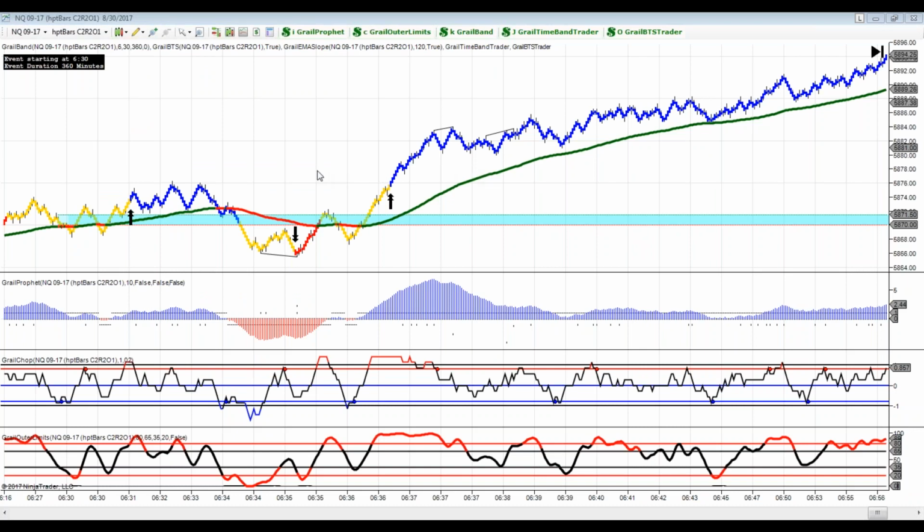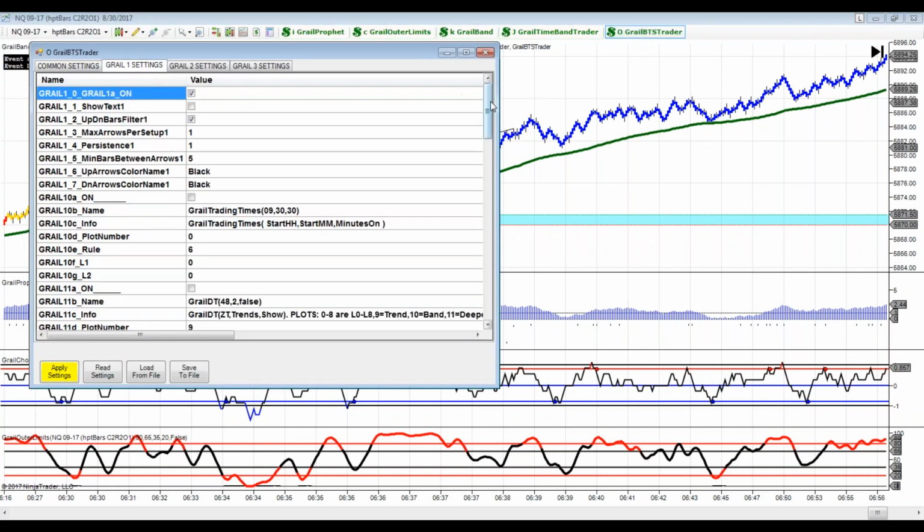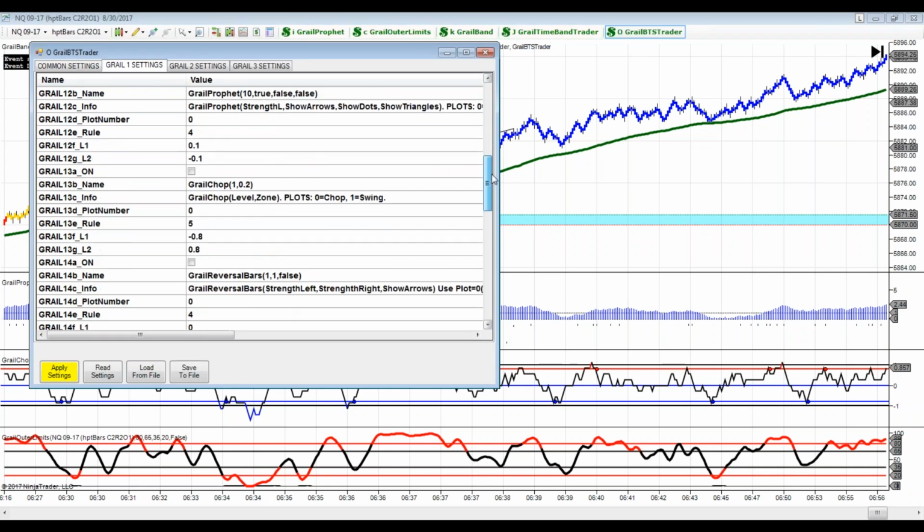Okay, so what are we doing here? What we're doing is when the BTS turns blue, we're going long. When the BTS turns red, we're going short. When it goes blue, we're going long. We're not looking at anything else. Okay, we are not looking at anything else in here.